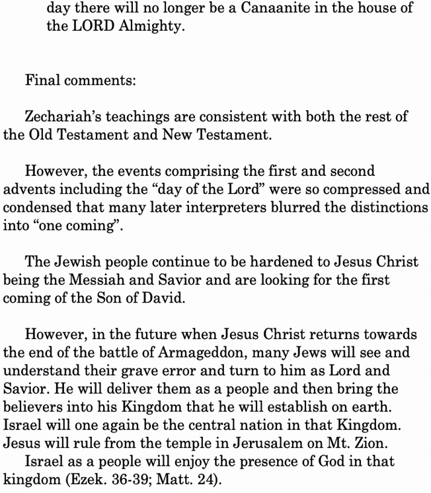The Jewish people continue to be hardened to Jesus Christ being the Messiah and the Savior, and are looking for the first coming of the Son of David. And this blending and the failure to distinguish between the advents is part of their problem. But the biggest problem is having an open heart to God and turning to Christ as the Messiah.